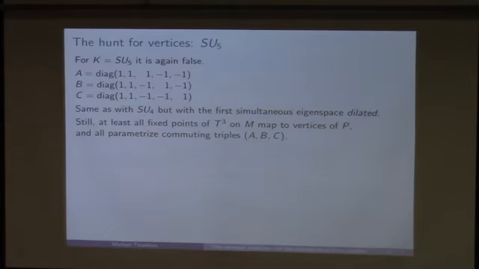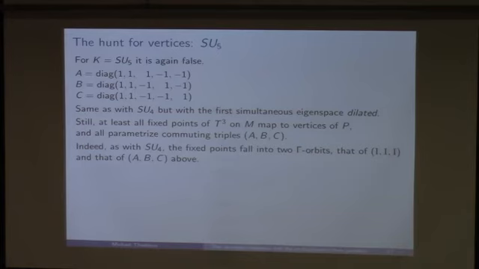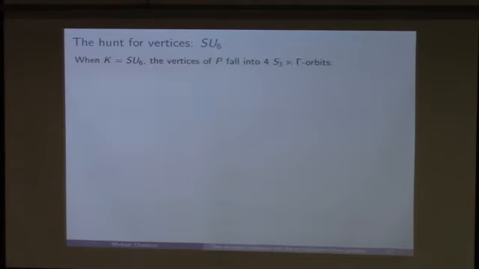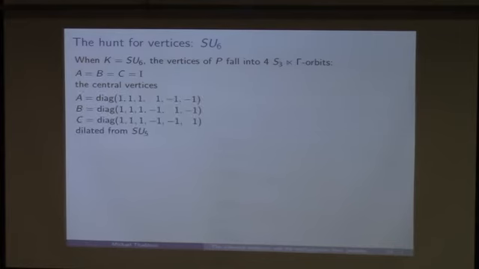And there are only 2 orbits of this symplectic. For SU6, there are 4 orbits, even when we take into account the further action of the symmetric group. There's the central orbits that I mentioned before. There are the ones that you get by dilating the previous example, and you can dilate in 2 different ways.